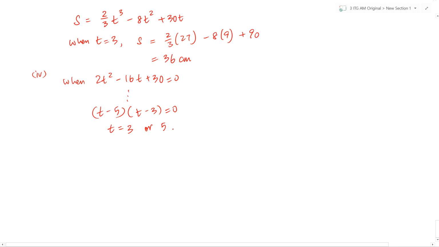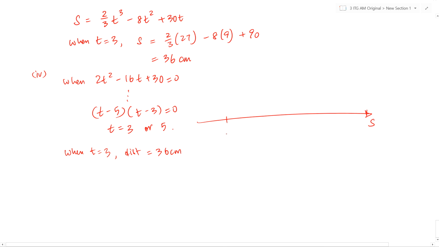So is it safe to say that it did not make a U-turn from time equals 0 all the way to just before 3? It didn't make a U-turn, right? Then what does that tell us about the distance? Same as displacement, no? Right? So when t equals 3, your distance is also equal to 36 cm.